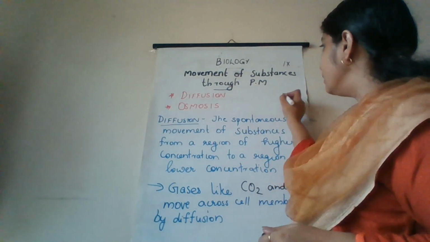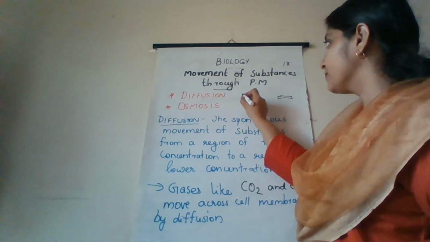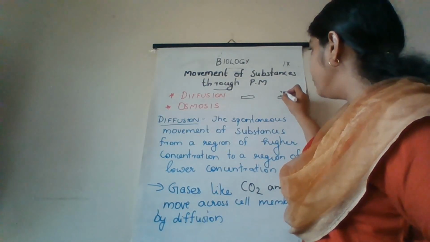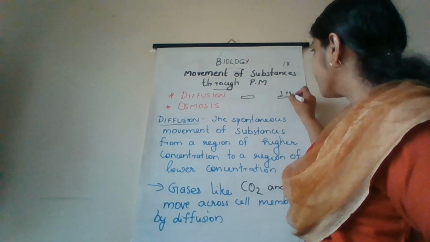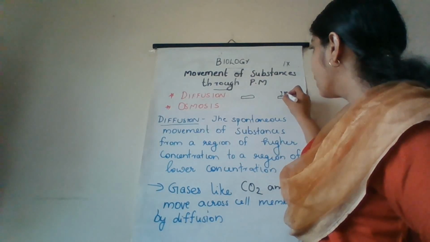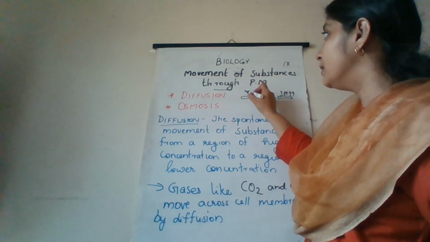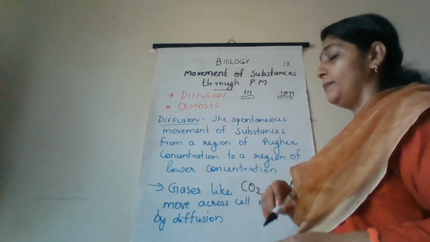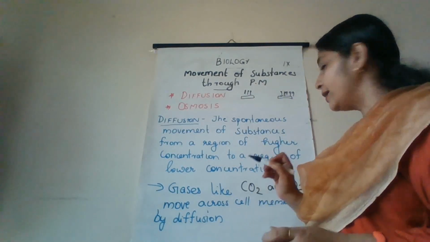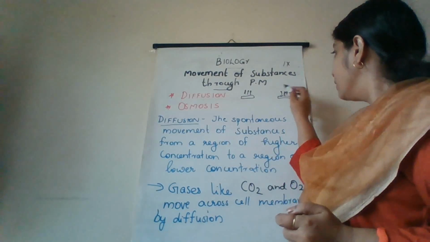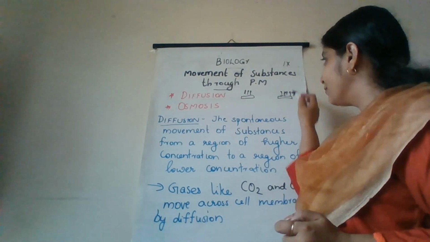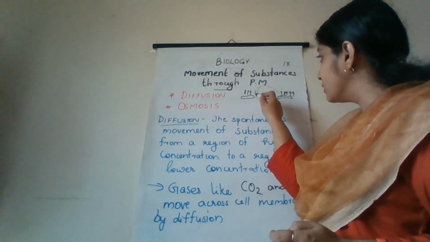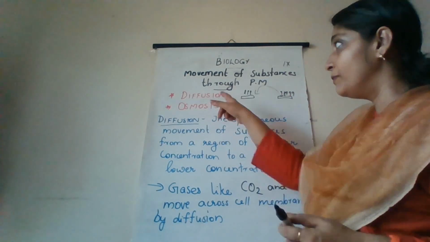That is, consider two benches. In one bench, 5 of you are sitting, and here in this bench only 3 are sitting. So what naturally you will do, from this higher region, from where the number is high, one of the students will move to this. So that is the same thing that happens with diffusion.